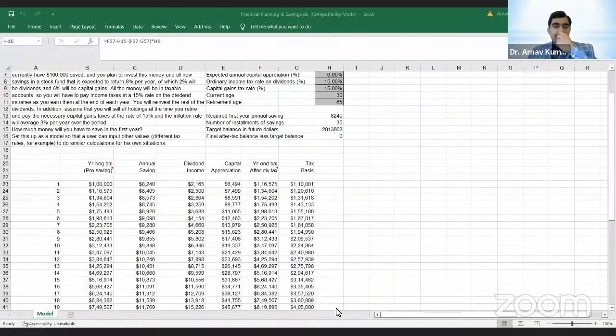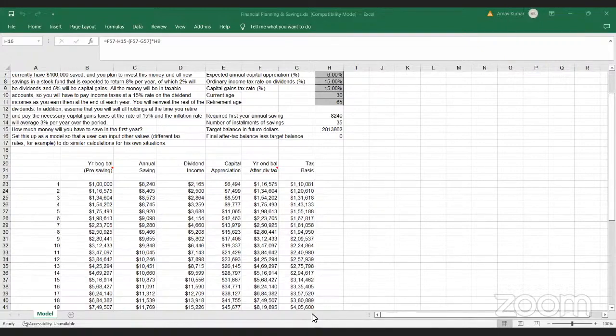So this is a financial planning. Can you see my screen? The Excel screen? Yes, sir, we can.